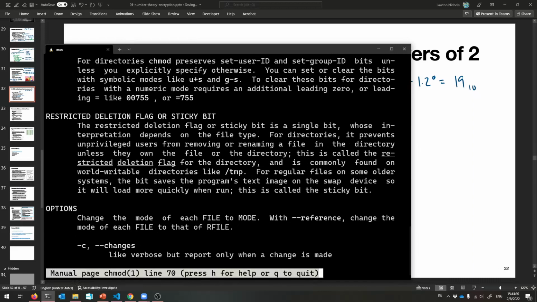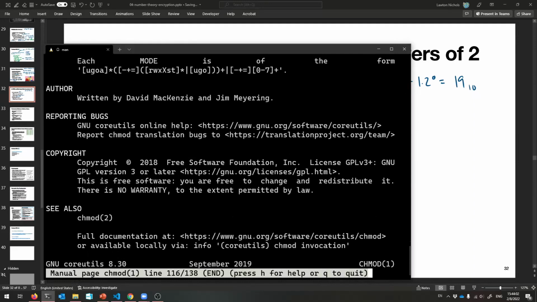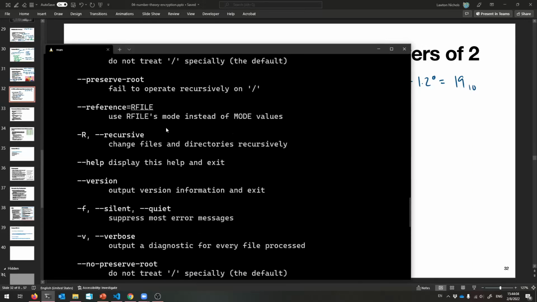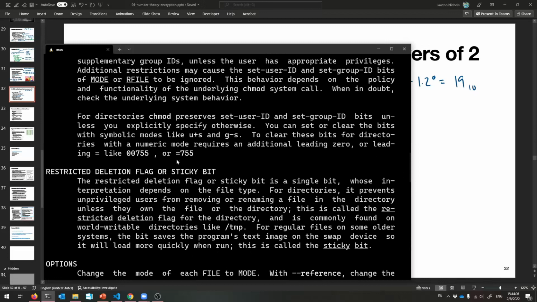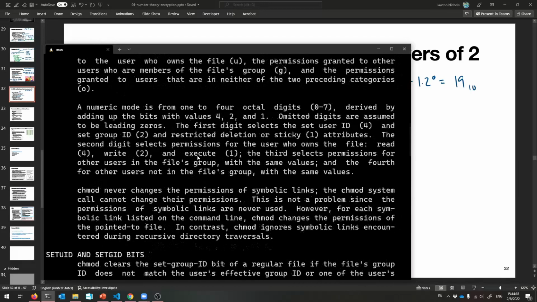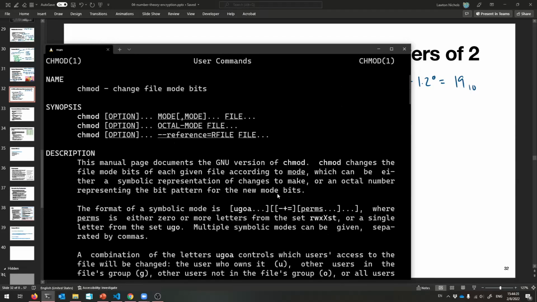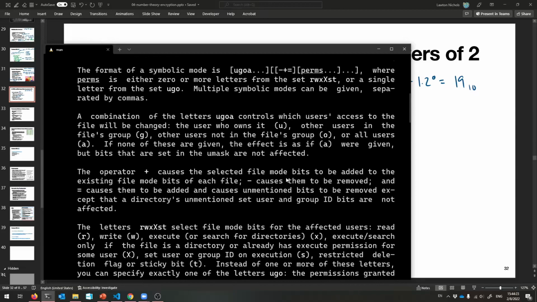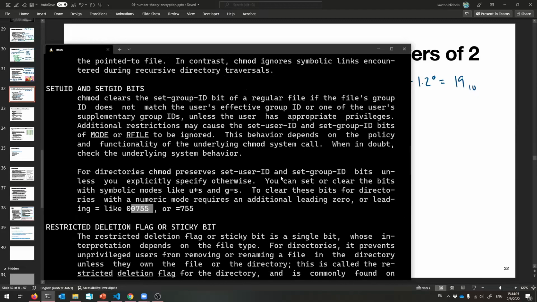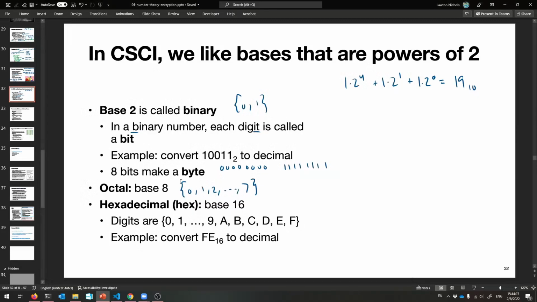Is there anything that I want to see here? So here, you can do things with octal numbers to set permissions on files and folders. That's what chmod does. It changes the modification bits of a file. Is there anywhere else that I want to talk about? Let me say that I talked about this.